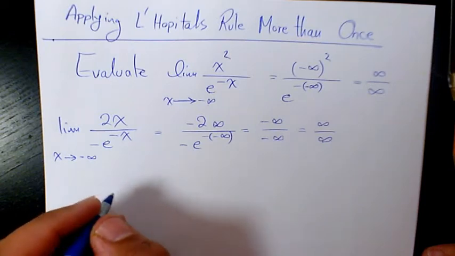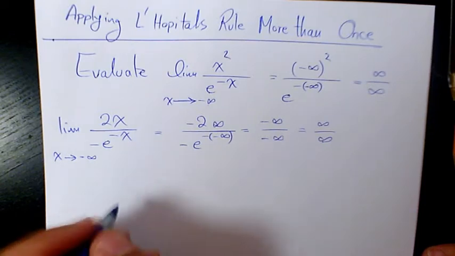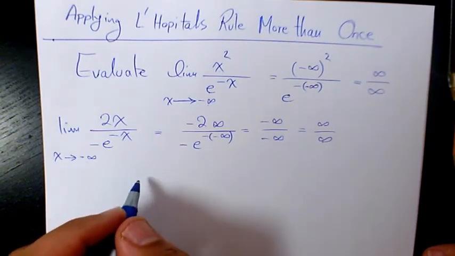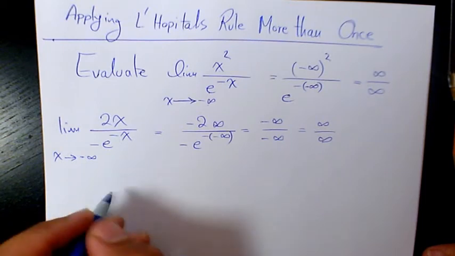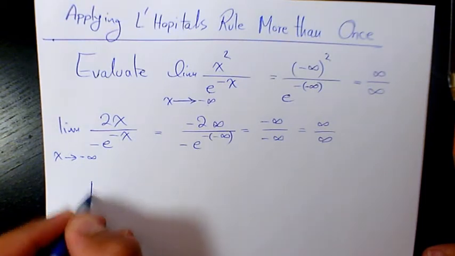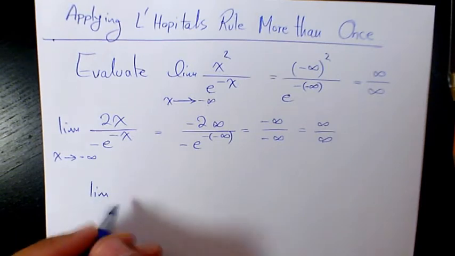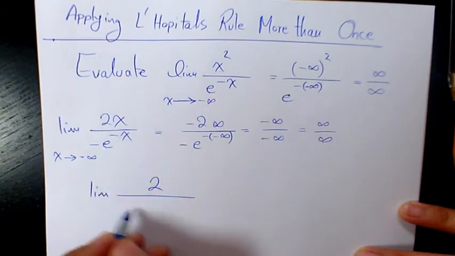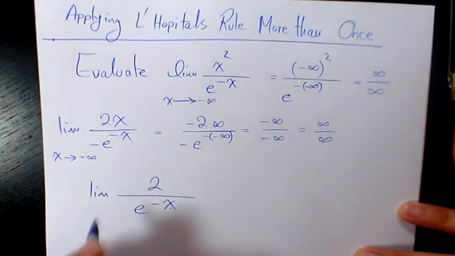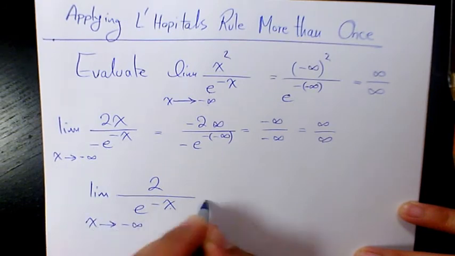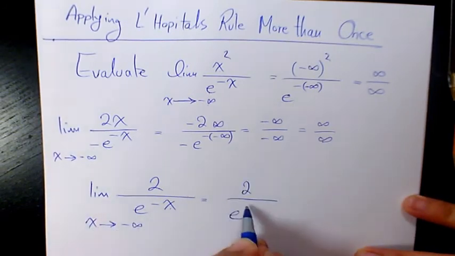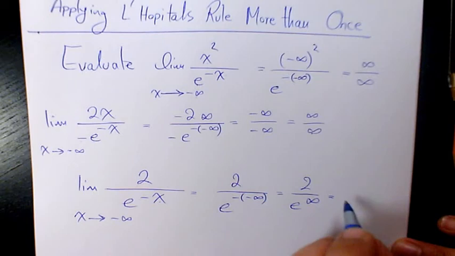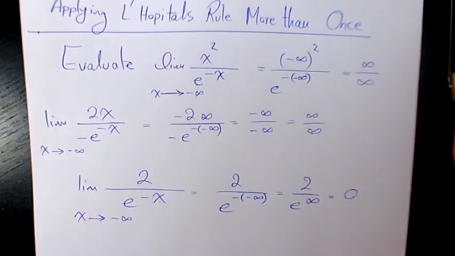We're going to have the limit of the derivative of 2x, which is 2, and the derivative of negative e to the power of negative x, which is going to be e to the power of negative x, when x is approaching negative infinity. So that's going to be 2 over e to the power of negative infinity. So it's going to be 2 over e to the power of infinity, which is going to be equal to 0.